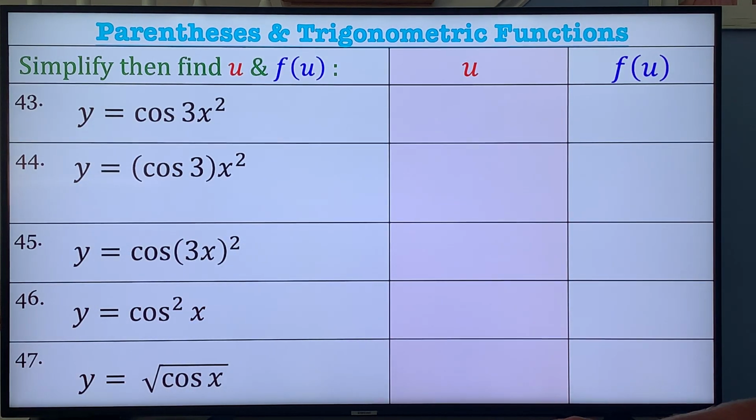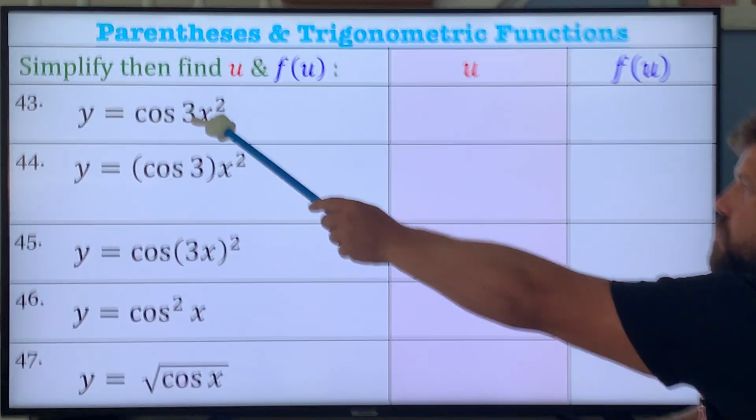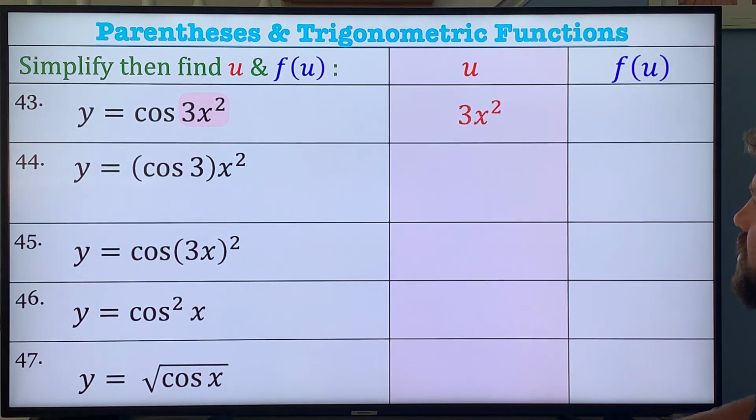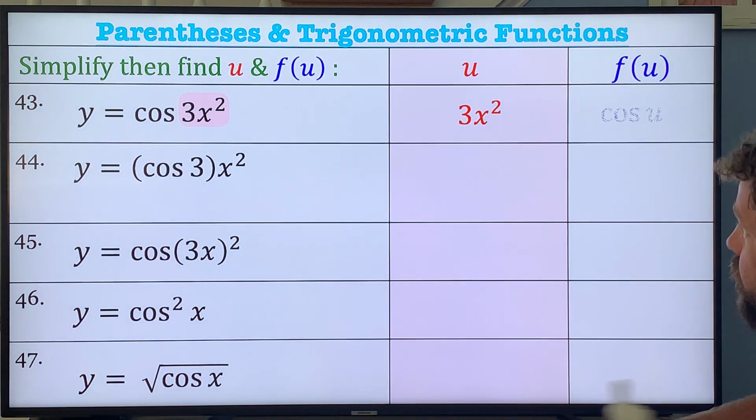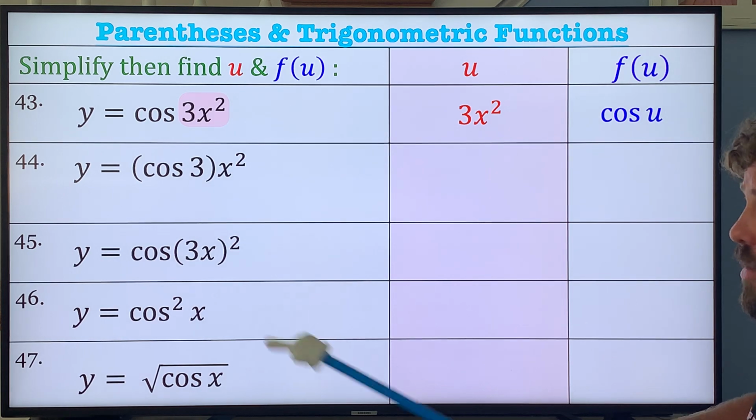Here's some tricks. There's always tricks involved. Try these problems, see what you get. First one. We're not even going to solve these. We're just going to find the tricks. What is my u here? 3x. What's my f of u? Cosine u. So that's the basic one, right?